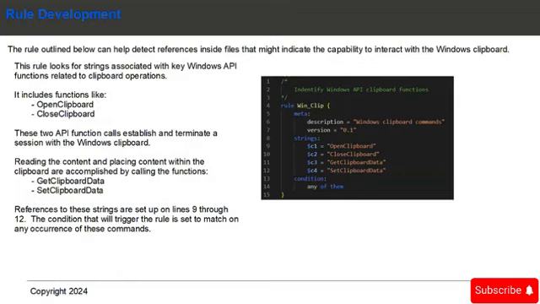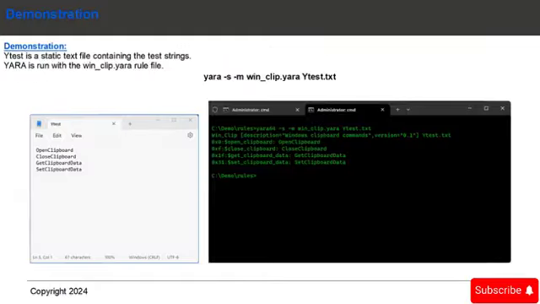You can see that we've got a number of strings defined here on lines 9 through 12, and it encapsulates all of those different commands. C1 and C2 are references to establishing and terminating that session with the Windows clipboard, and then C3 and C4 are the read and the write operations, get clipboard data and set clipboard data. Now, the condition that we're going to apply in this rule is that if we find any of these strings, if we have any match on any of them, then we're going to trigger. So any occurrence would cause the rule to trigger for us.